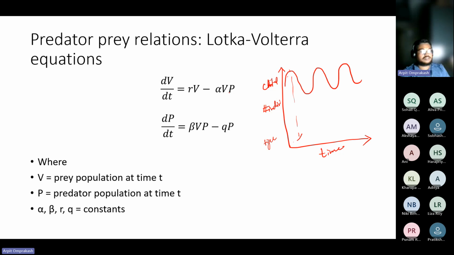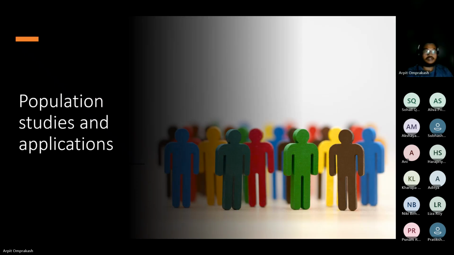Since the tiger population is increasing, the cheetal population will decrease because there's a minus factor here. Then after a point, since there are not enough cheetals, the tiger population also decreases, which gives rise to another cycle of increase in cheetal population and so on. So these Lotka-Volterra equations model these predator-prey relationships. So that was the end of the second lecture.